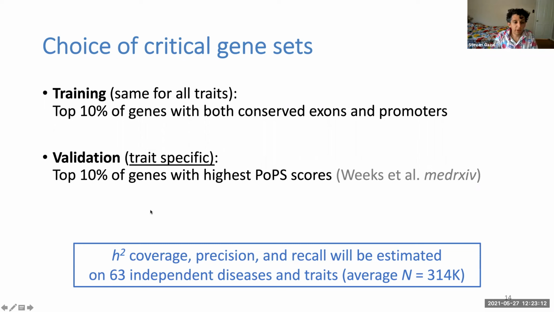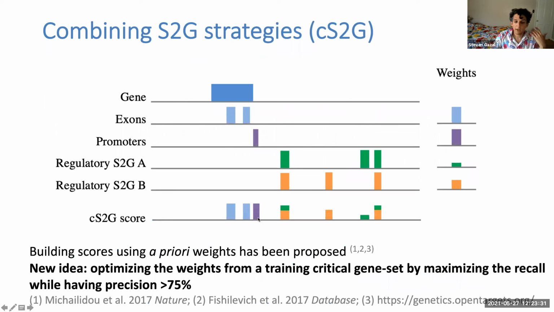And so now we have our framework, and we will estimate our heritability coverage, precision, and recall on 63 independent traits. We will meta-analyze the results to have robust estimations of these values. Okay, and so now we have in hand a framework to evaluate the strategy.